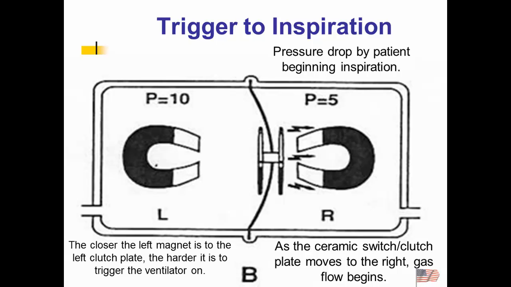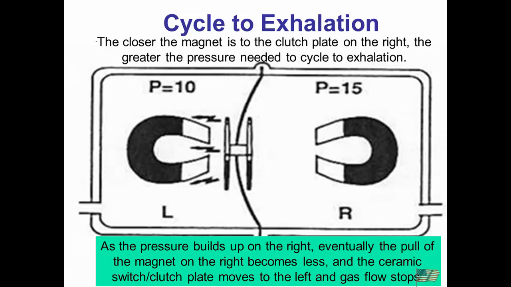It doesn't sound like that, but you get it. As the pressure rises on the right-hand side, the magnet on the left is going to be enough to pull it back the other way. So as the pressure builds, it's pushing that ceramic switch to the left, and the breath ends. Once it reaches our target pressure of 15, it's got enough pressure that's pushing that clutch plate, that piece of metal, away from the magnet on the right, and it shuts itself off.